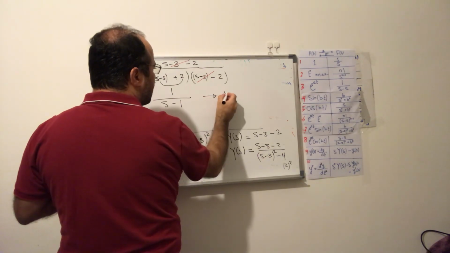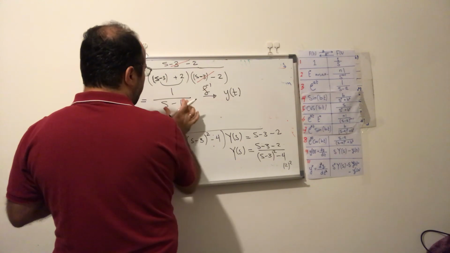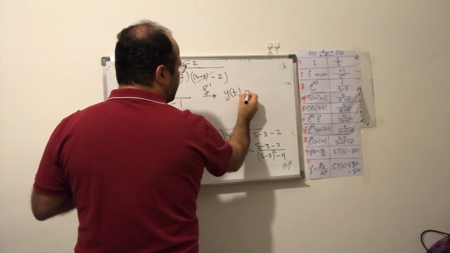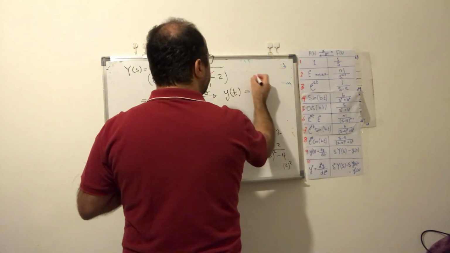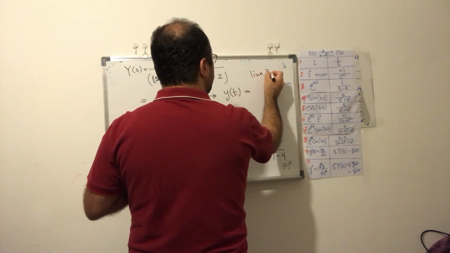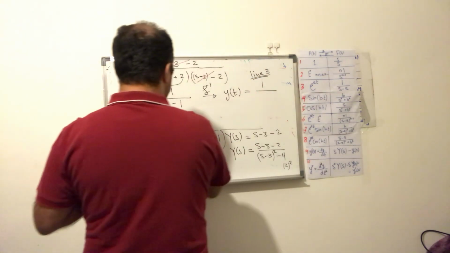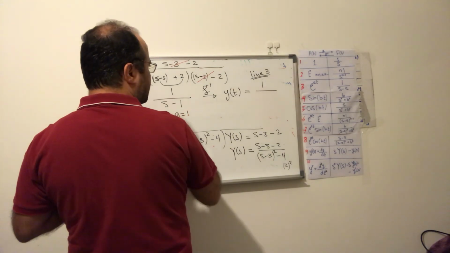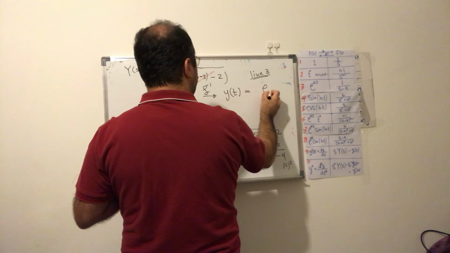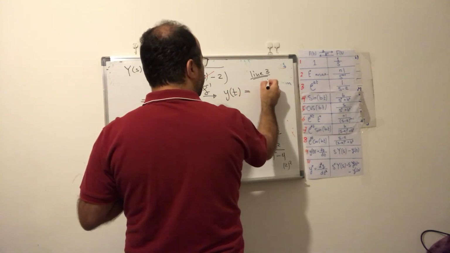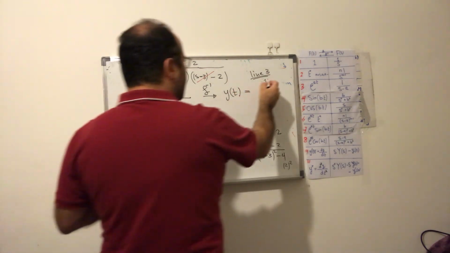Now if you want y of t, then you need to do the Laplace inverse for this thing, and for this you go to line number 3 in the table. Then it's clear here that your a is 1, right? Your a is 1. Then you're gonna have e to the power of at, so e to the t. So I got y of t here.